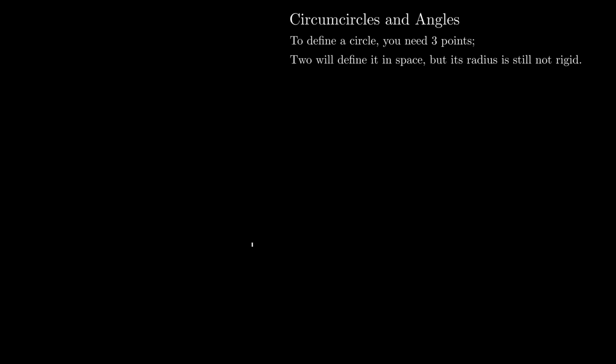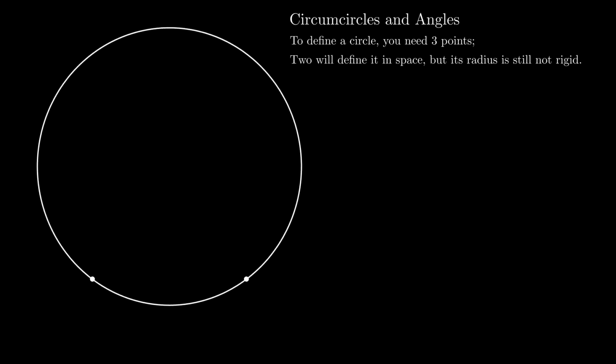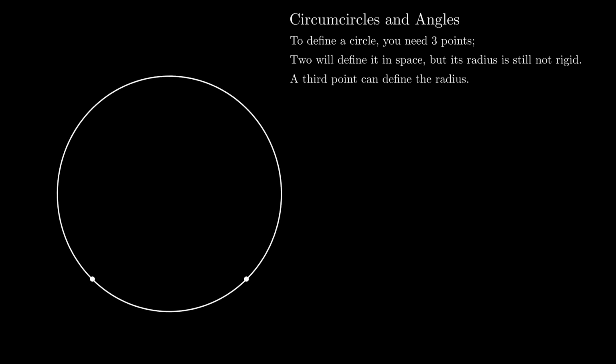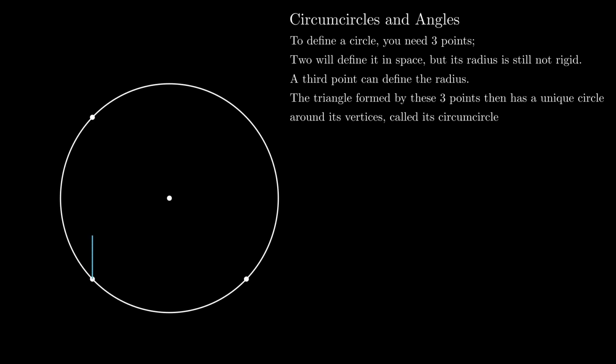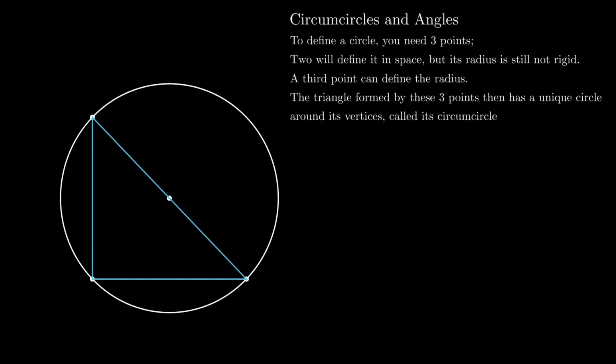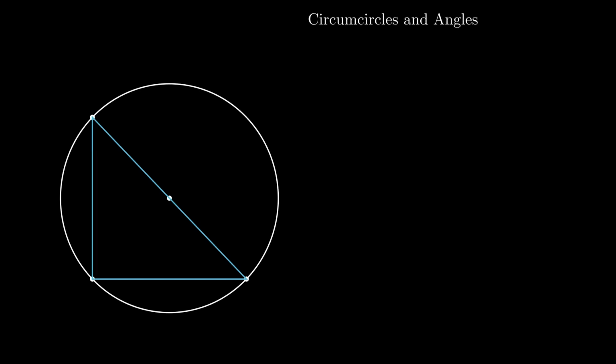So next we need to talk about circumcircles and angles. To define a circle, we need 3 points. 2 points can define it in space, but its radius is not necessarily rigid. A third point will make the radius a rigid constant, and therefore we can have a singular circle. The triangle formed by these 3 points then is going to have this unique circle around its vertices, and we call this its circumcircle.